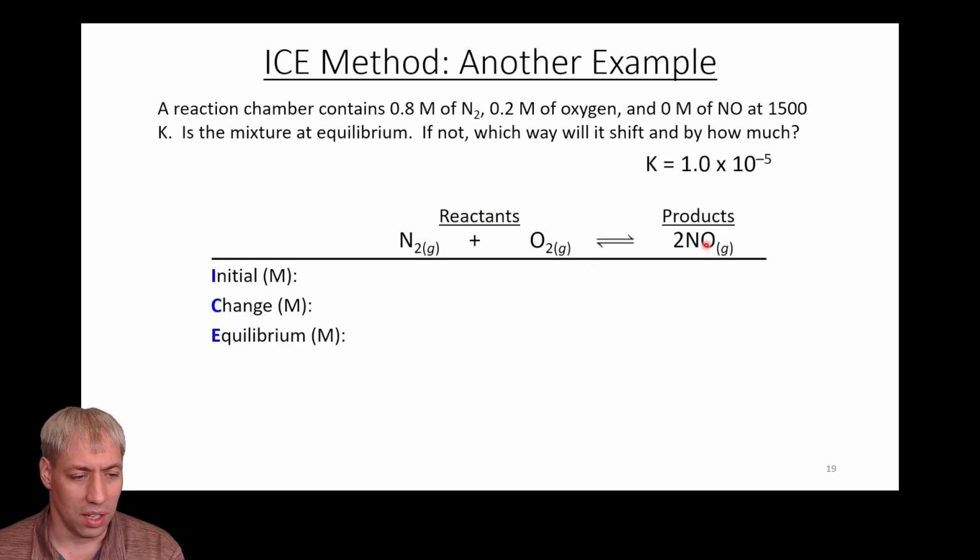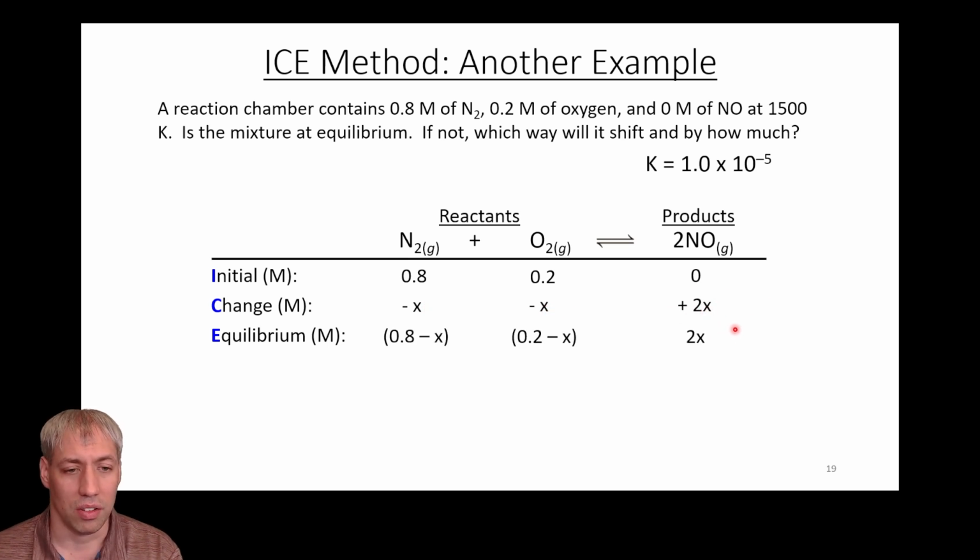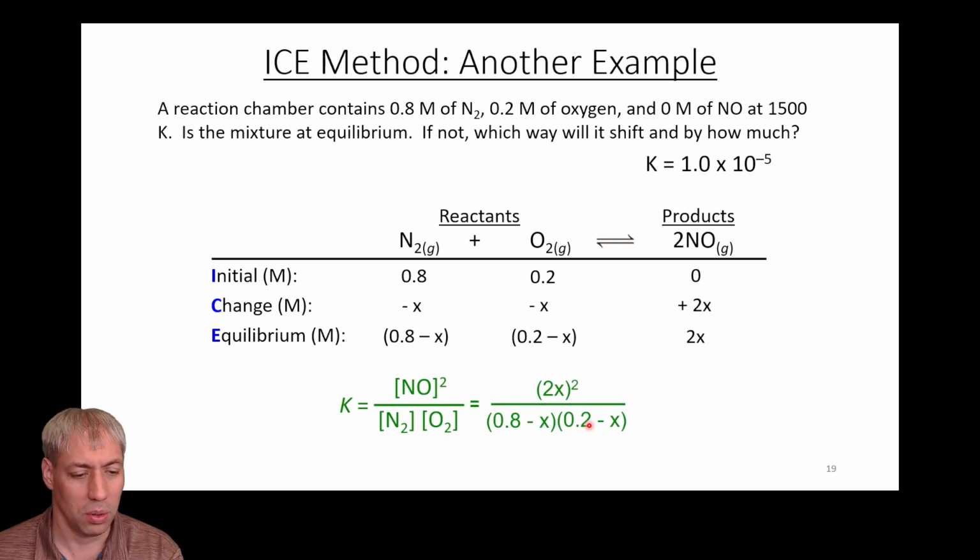And so we can take our ICE table. We know what our initial concentrations are from here: 0.8, 0.2, and 0. We know it's going to change. This will go down, this will go down, this will go up by 2x. And we know at equilibrium it'll look like this. And so we draw out our K equation, we plug in what we think it'll be at equilibrium, and then we're going to solve for X.